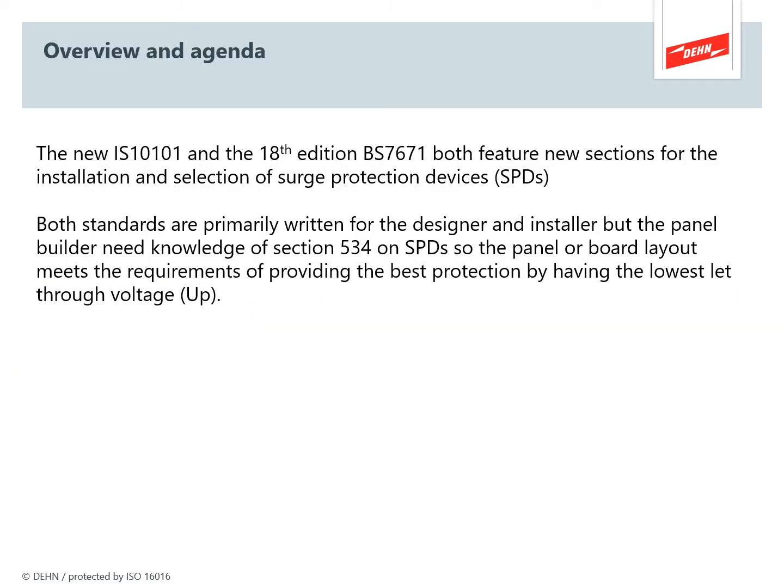So just as an overview, we're looking at the new standard. This also applies to the 18th edition of BS 7671 wiring regulations about the selection and erection of surge protection devices. Now, both standards are primarily written for the designer and installer, but the panel builder needs to have knowledge of section 534 and SPDs so that the panel that's being designed and the board layout meets the requirements for providing the best possible protection levels by having the lowest let-through value or UP levels. So we'll have a look at that now.